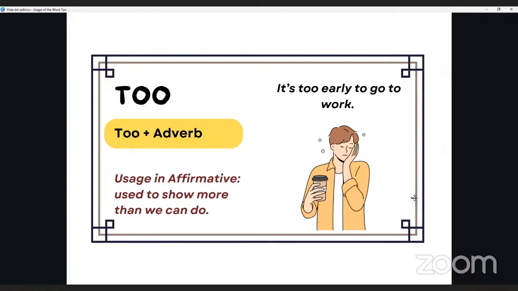So, too plus adverb, please, Aranza. Too plus adverb. Usage in affirmative. Use it to show more than we can do. It's too early to go work. Very, very good. Thank you, Aranza. So, when we use an adverb, it's mostly going to be about time. So, when we use an adverb here, we're saying that it's before something, right? Or too late. For example, we're increasing the amount of time that we're talking about. Estamos incrementando la unidad de tiempo o el tiempo del cual estamos hablando.